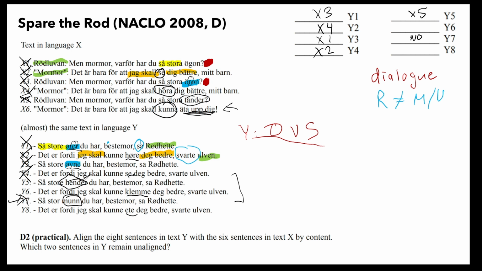So, at this point, we can probably map X6 to Y6 just based off what we've got. And the thing with all of NACLO problems is that you should be willing to change your answer based off of new information that you find later on in the problem. So this should be like an evolving list, right? So this is our evolving list. This is what we've got so far.